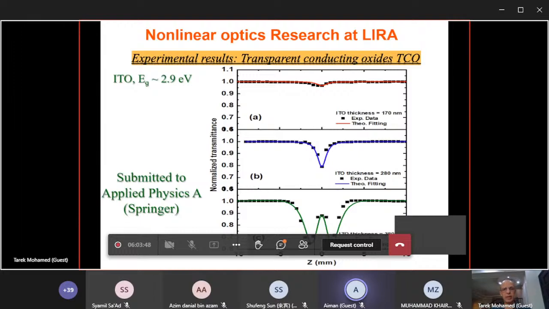We also tried to see the effect of thickness. So we did the open aperture scan. This scan is for ITO with thickness from 170 nanometers to 80 nanometers, 380, and you can see different effects. This is small. Transmission is small, which means absorption is high. So here, a different structure: we have saturable and reverse saturable together. Once we increase thickness, there is an effect from the thickness. We submitted this to Applied Physics A.